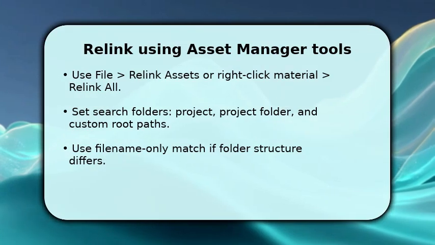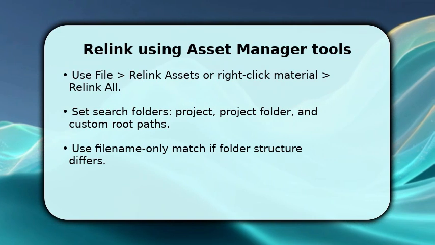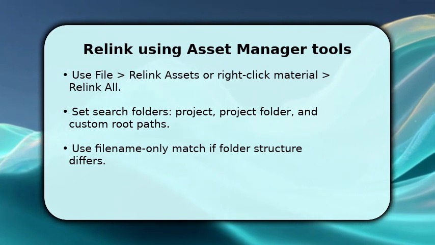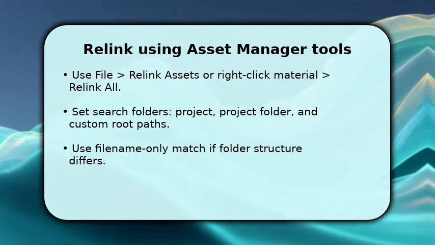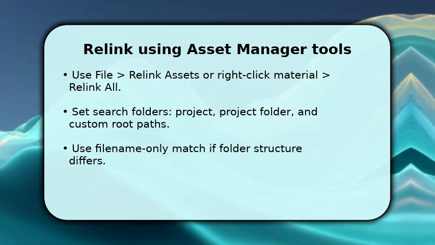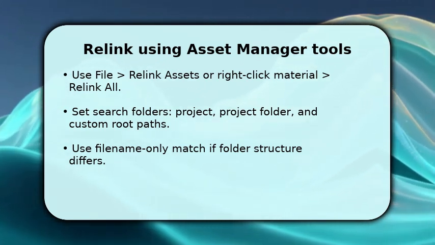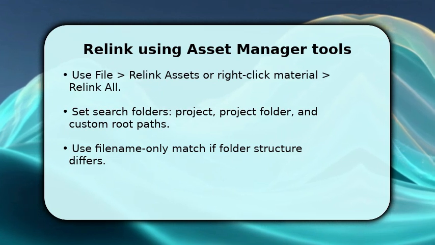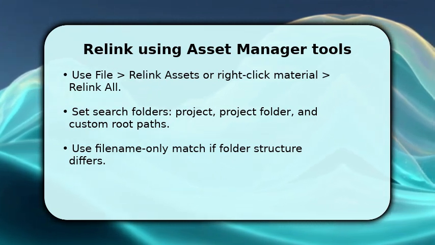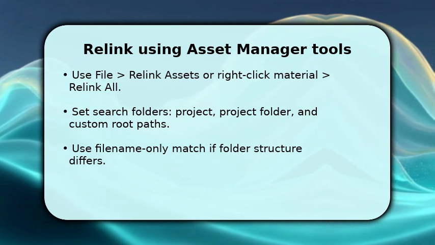Now you relink. Open File Relink Assets or use the Asset Inspector's Relink All command to start automated matching. Choose Search Folders. First the project folder, then any external drive or custom route you prepared. If Cinema 4D can't find full paths, enable FileName-only matching to match by name regardless of folder.